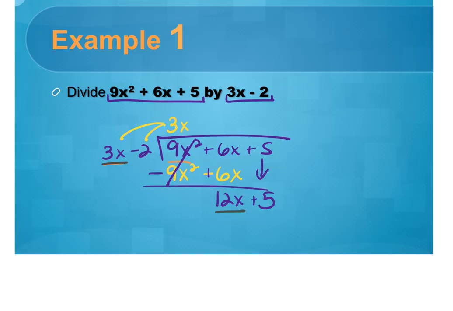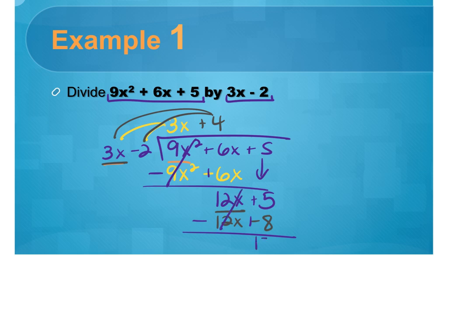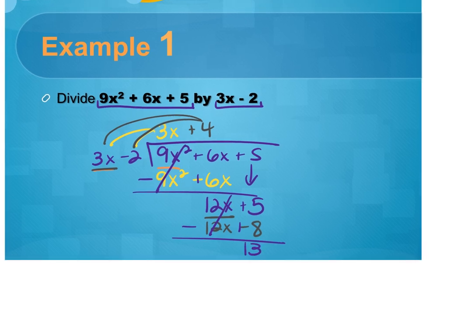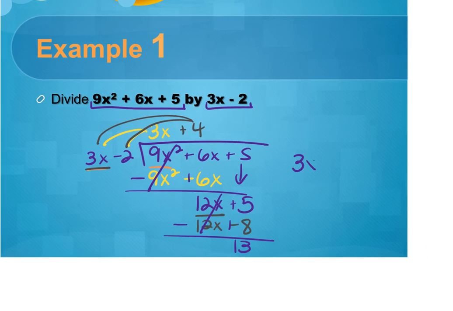And I repeat that process again, first into first. What do I multiply 3x by to get to 12x? It's positive 4. Multiply it times the 3x, I get 12x. Multiply it times the negative 2, I get negative 8. Change your signs. This cancels. My remainder is 13. And I rewrite my answer as quotient plus remainder over divisor.